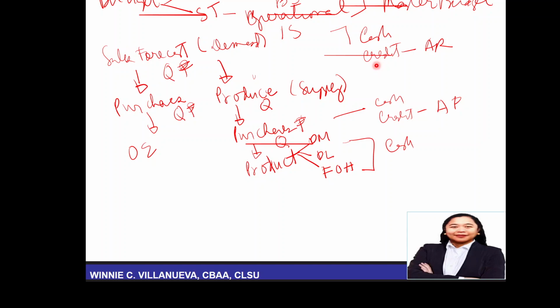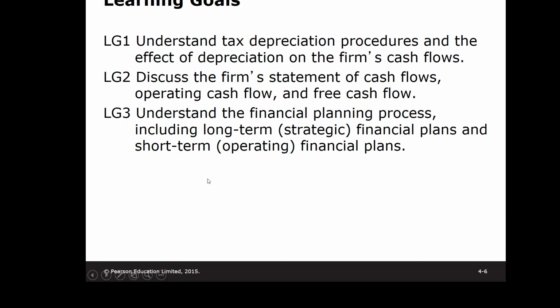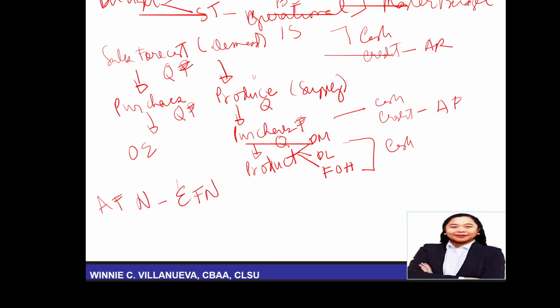Okay, let's go now to the next one. Why do we need to determine additional funds needed? Ano ba yung mga ibang terms sa additional funds needed? Pwede rin yan na EFN. EFN. Ano yung EFN? External funds needed. Tapos, ano yung AFN? AFN is additional funds needed. Okay? Ano pa ibang tawag sa kanya?